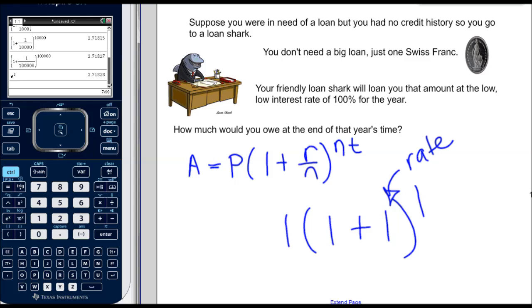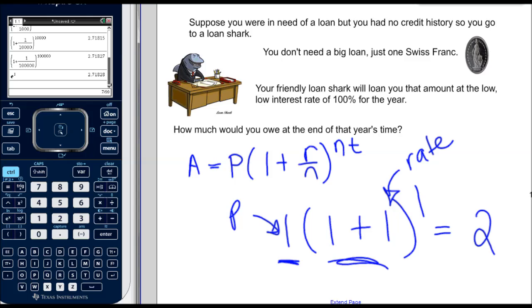Okay, so again, we've got our principal. This is what we were starting with. We owe 1 franc. We always need a 1 here. This is just part of the formula that keeps it at 100%. Okay, plus our interest rate, which you said is 100%. You have to pay 100% of your loan back at the end of the year. So you have to pay the 1 franc that you borrowed back, plus if we add 1 plus 1, that's going to give us a total of 2 francs.